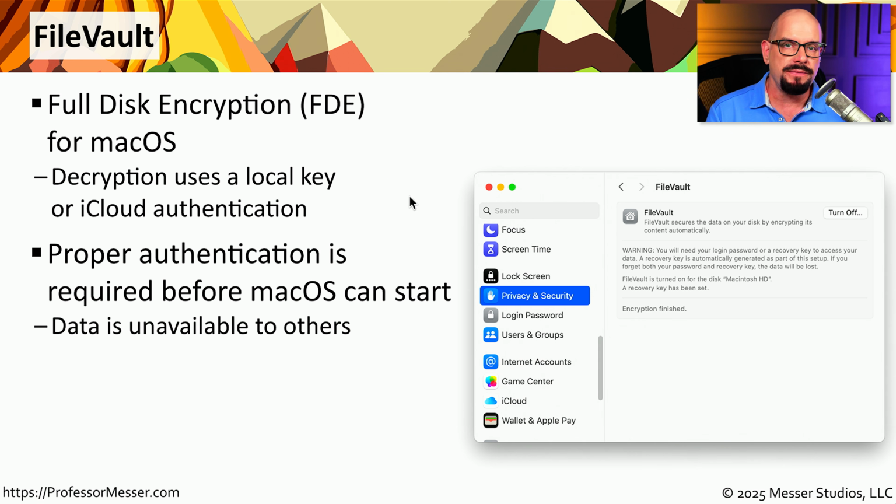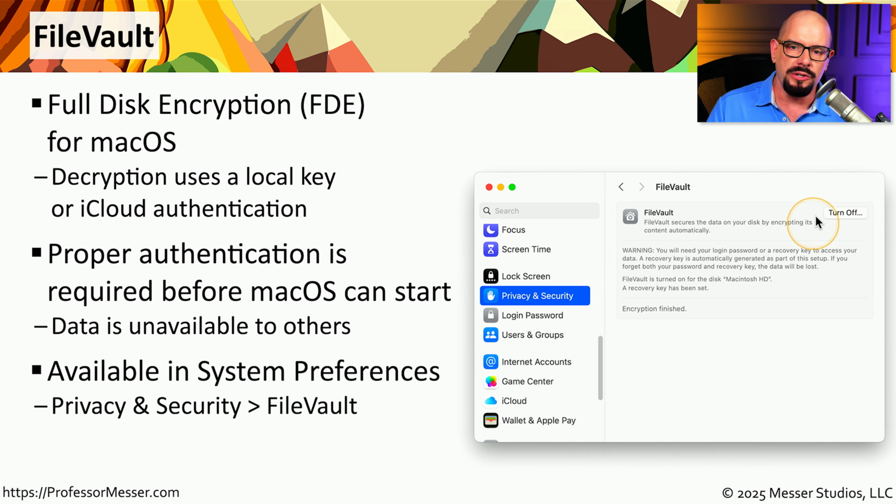This means that any of the data that you store in your drive is protected, and if somebody does gain access to your physical storage drive, they would not have access to the data unless they also had these authentication credentials. If you want to turn on or turn off the FileVault capabilities of your macOS operating system, you can find those options inside of your System Preferences under Privacy and Security.